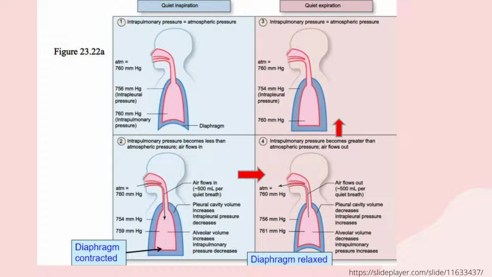At the end of our breath in, the intrapulmonary pressure will equalize with the atmospheric pressure, as seen in the diagram at phase 3. Now we want to breathe out. Looking at phase 4, we can see that now our intrapulmonary pressure becomes greater than our atmospheric pressure. And because we know that a pressure difference needs to occur in order for air to flow, air is going to move out of the lungs.